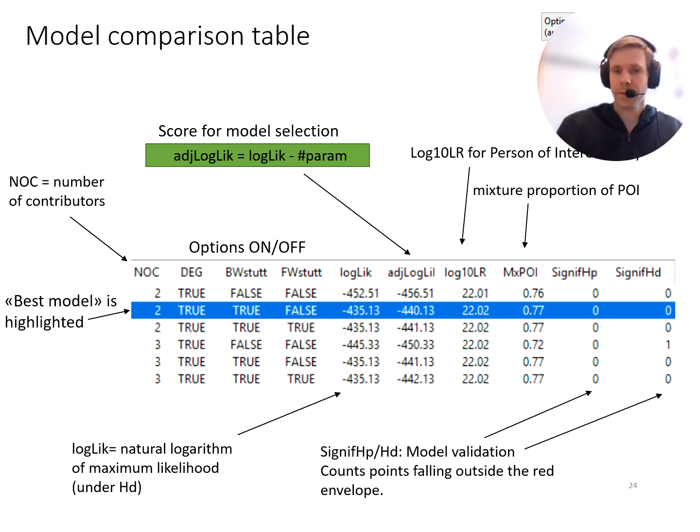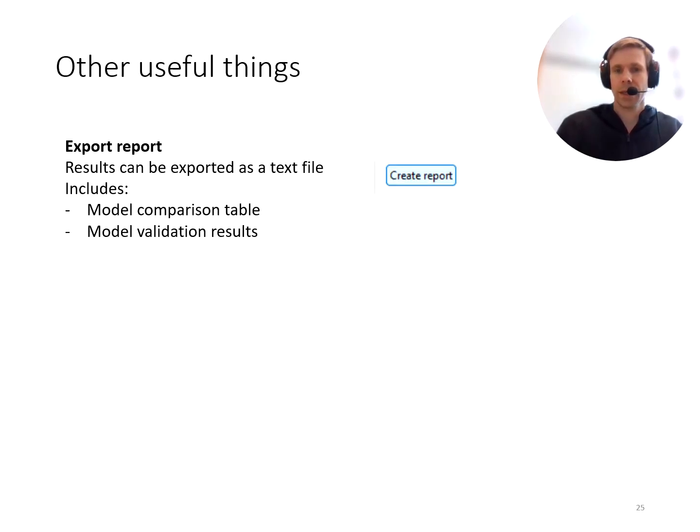Last, the number of points falling outside the red envelope will also be indicated as part of this table to get a direct idea of whether the model fits the data or not. Okay, so another useful thing is to export the report as a text file. This report can also include the model comparison table and model validation results. But it relies on you having done them yourself.